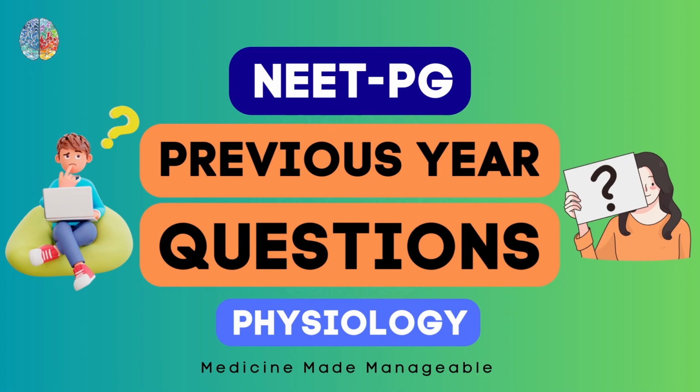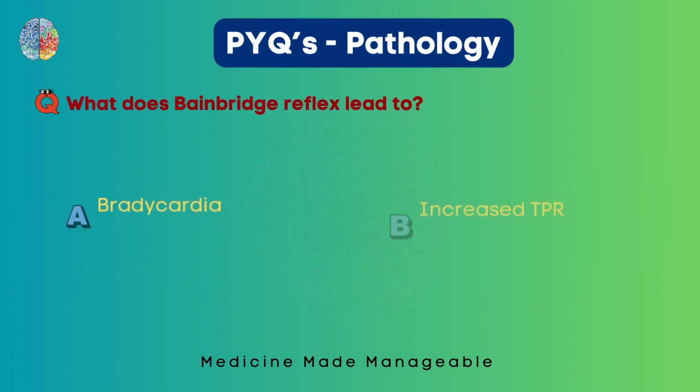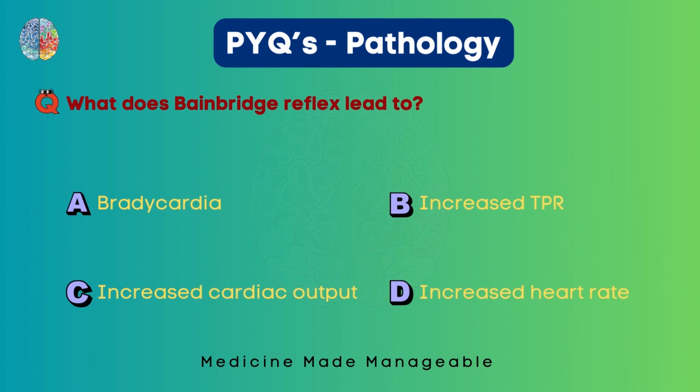Hello everyone. In this video, we're gonna be looking at a few previous year questions which were asked in the NEET exam. We're gonna be looking at the physiology questions. So let's start with the first question. What does Bain-Bridge reflex lead to? Is it bradycardia, increased total peripheral resistance, increased cardiac output, or increased heart rate?